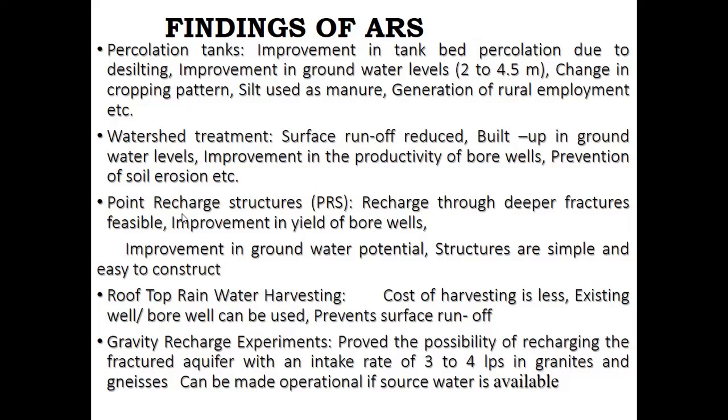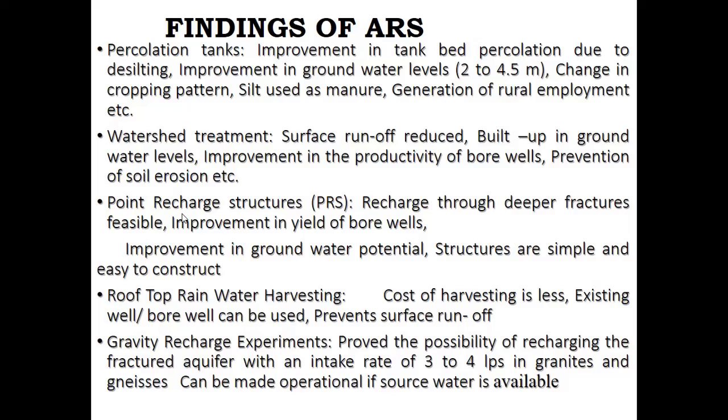These are some findings on artificial recharge structures. Percolation tanks: improvement in tank bed percolation is due to desilting, improvement in groundwater level up to 2 to 4.5 meters, change in cropping pattern, silt is used as manure, and generation of rural employment can be improved by this. Watershed treatment technique leads to less surface runoff, and it can build up groundwater levels. So improvement in the productivity of borewells and prevention of soil erosion can be achieved by this structure.